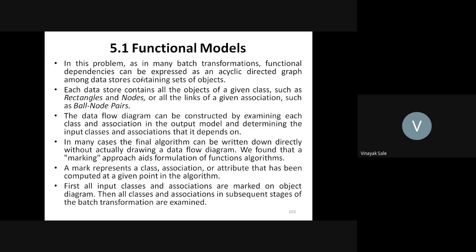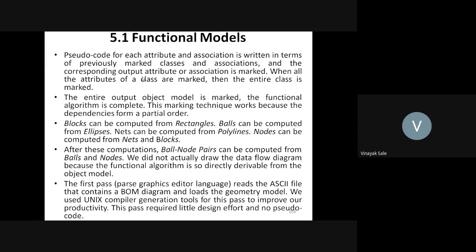Then all classes and associations in subsequent stages of the batch transformation are examined. The pseudocode for each attribute and association is written in terms of previously marked classes and associations, and the corresponding output attribute or association is marked.